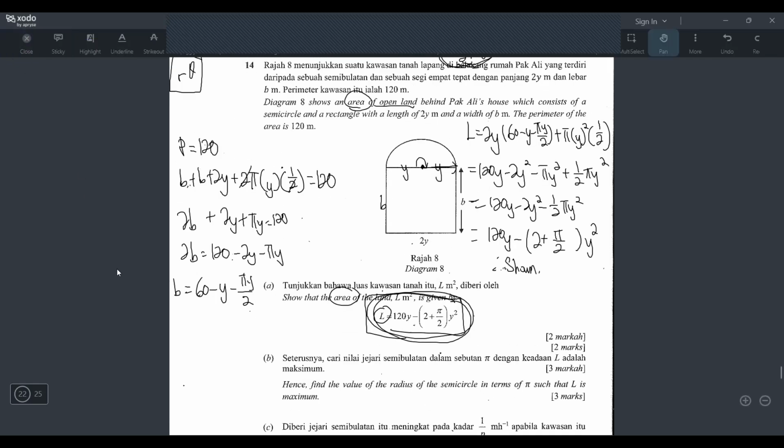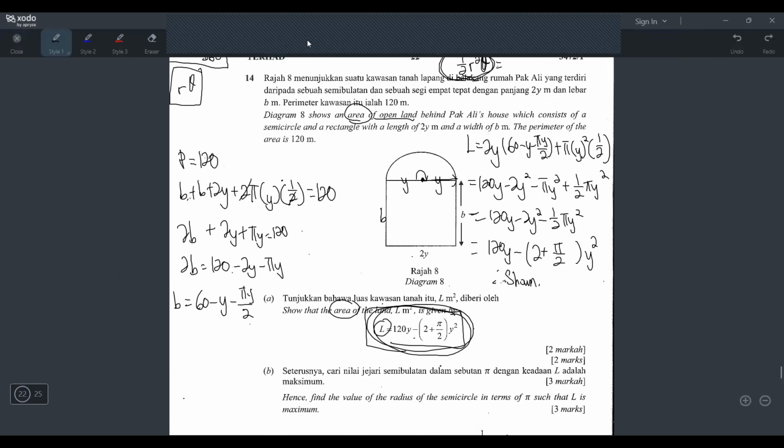Now we can continue with part b. So part b says find the value of the radius, which means y. y is the radius, right?